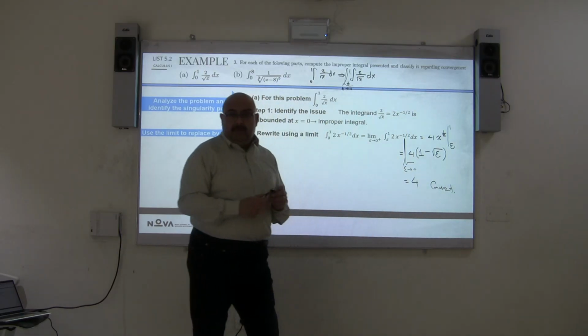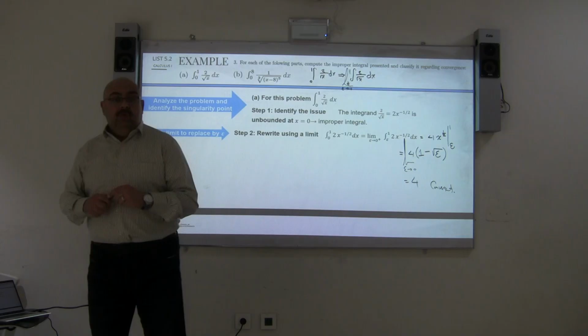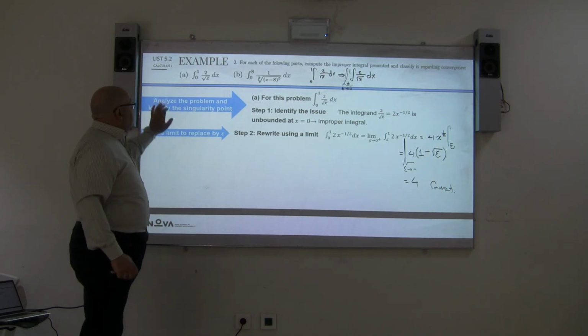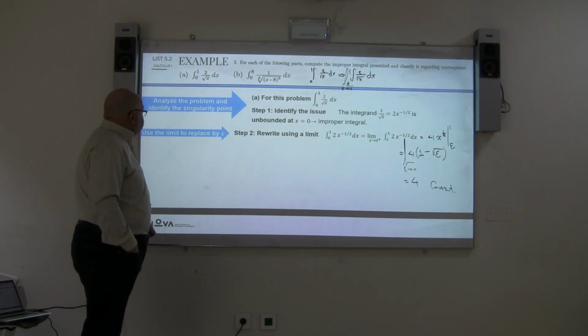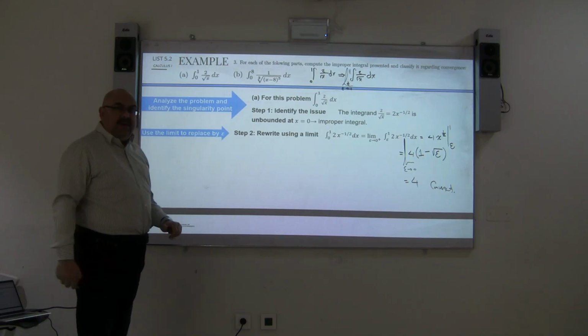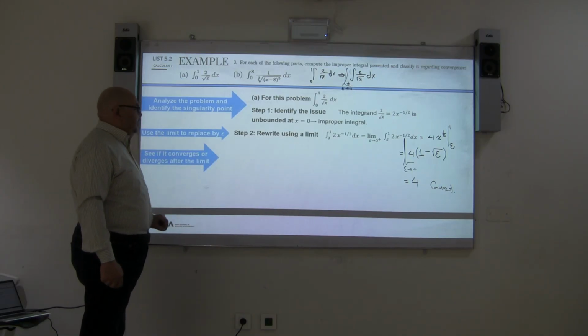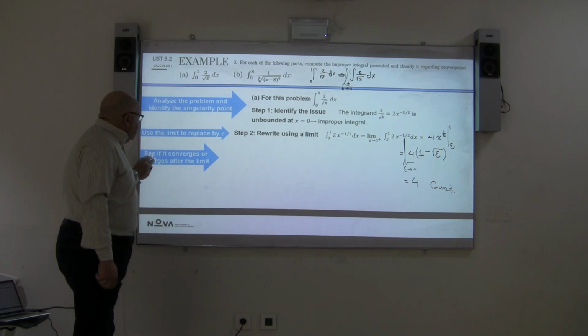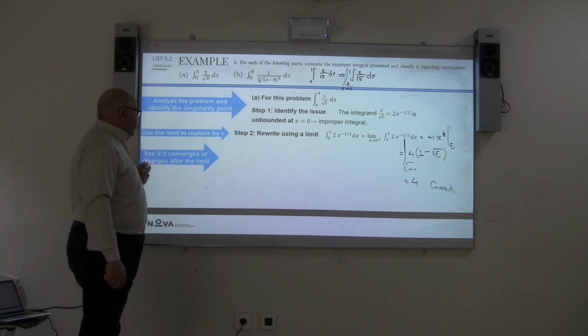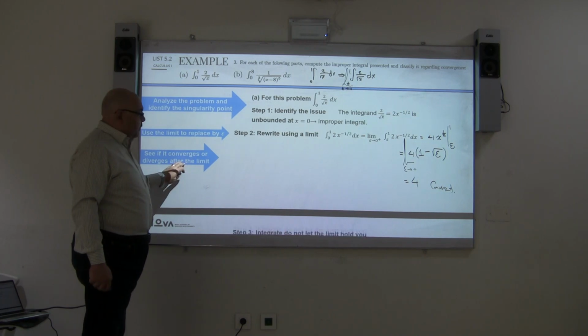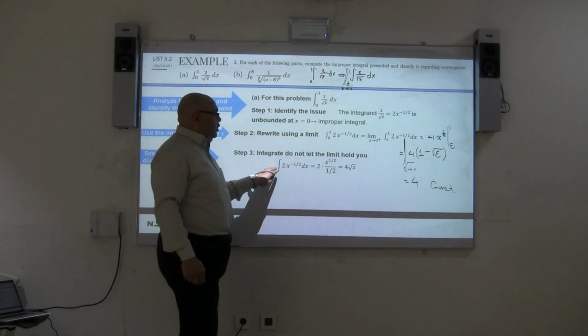It's really very simple. All I have to do is, step number 1, analyze your problem, identify the singularity point, use the limit instead of the part that's causing the problem, and see if it converges or diverges after taking the limit. So I will write my integration.